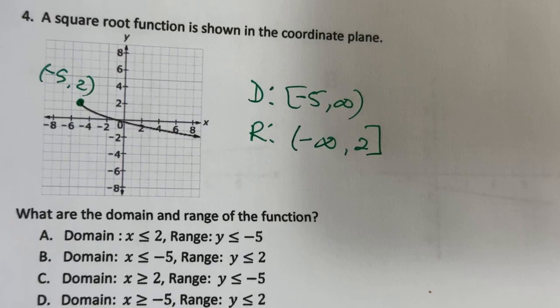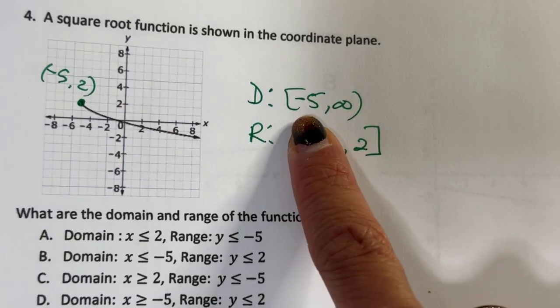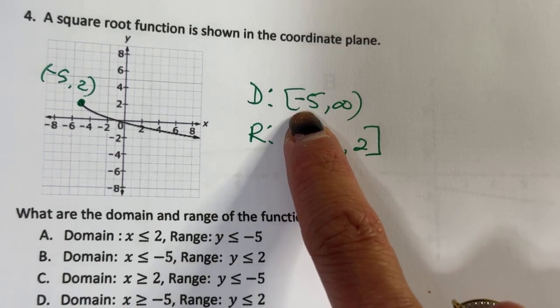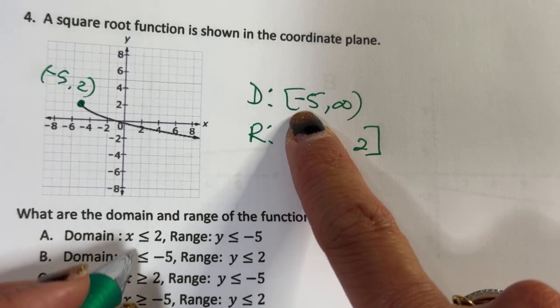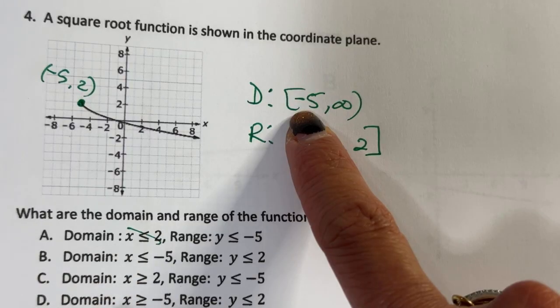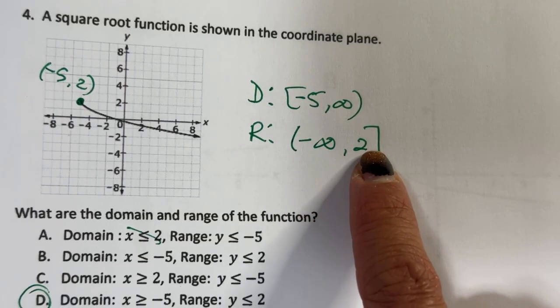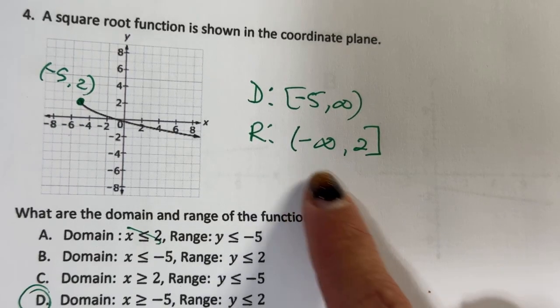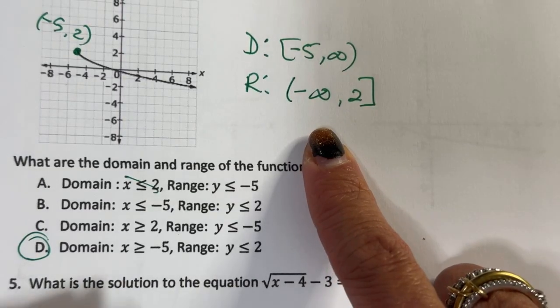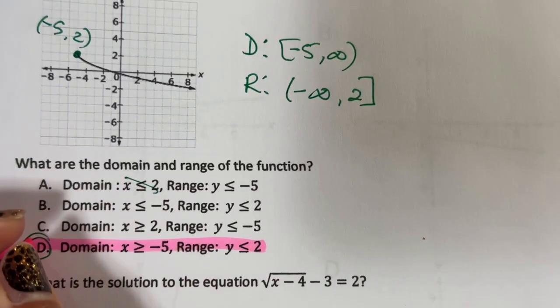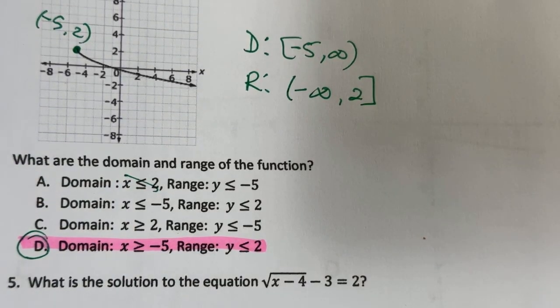Okay, so in inequality notation then, this means that x's have to be, because it's going to positive infinity, greater than or equal to -5. So less than or equal to 2, nope. Less than or equal to -5, nope. Greater than or equal to 2, nope. Greater than or equal to -5, that one's going to be it. And then this one means because we're going to negative infinity, that means it's going from 2 down below the 2. So y is less than or equal to 2. So D is the correct answer there. Now for a problem like this, there really is not hardly any work to show.